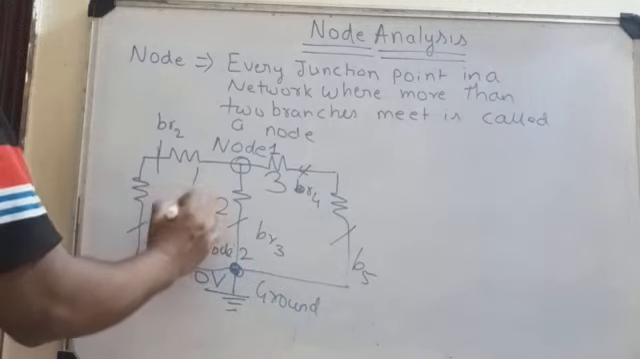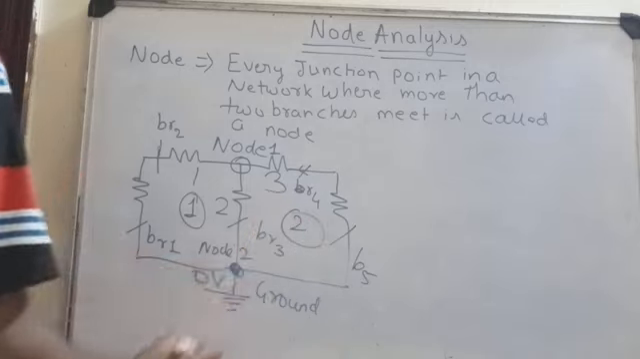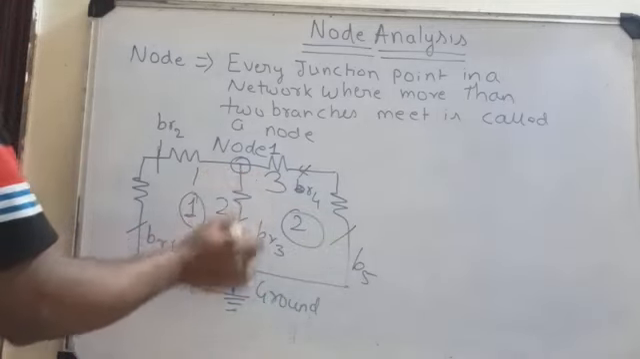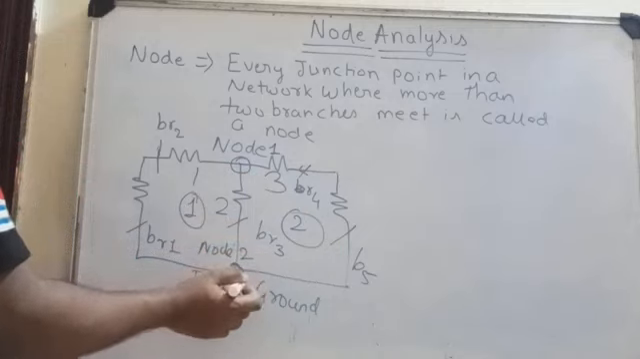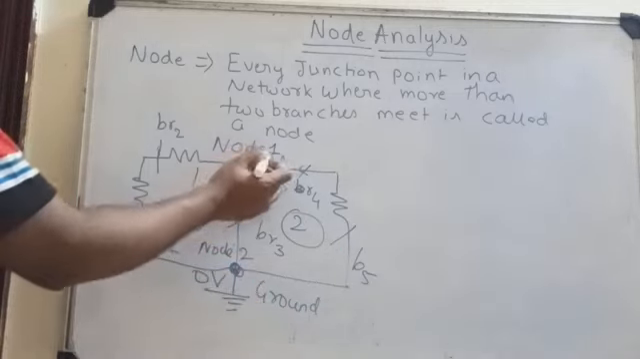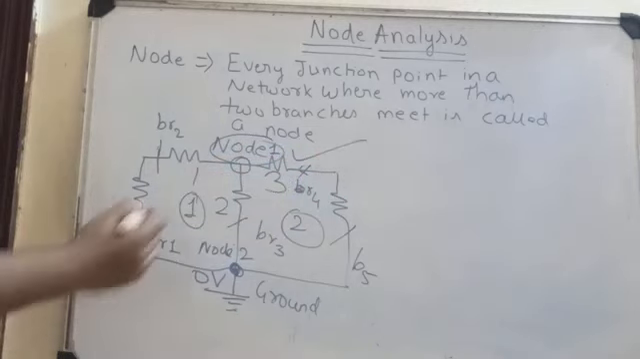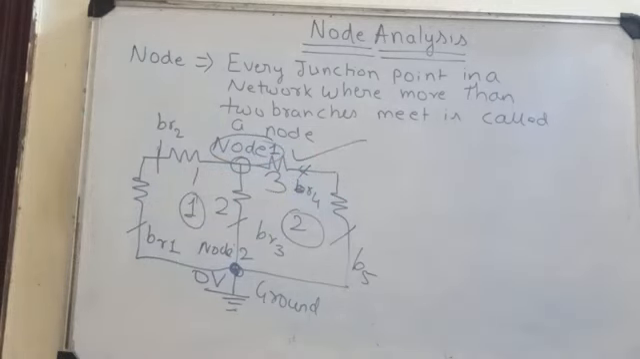So we have mesh 1, mesh 2. So two meshes means there will be two nodes. In this one there will be a 0 volt ground. So this will be the only node that I will consider. So this is the definition of node.